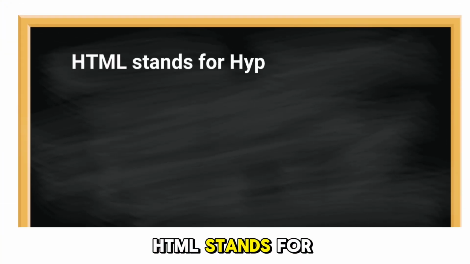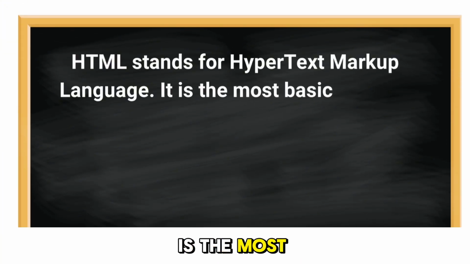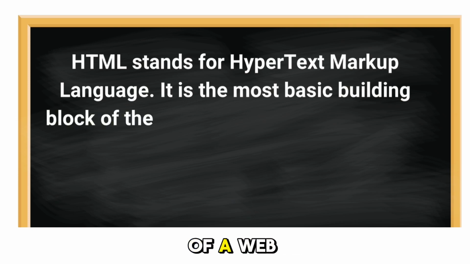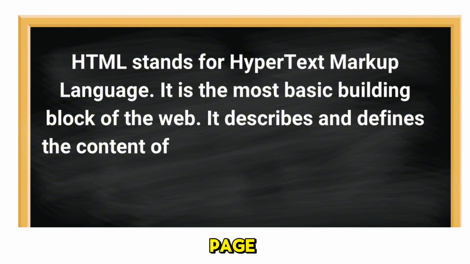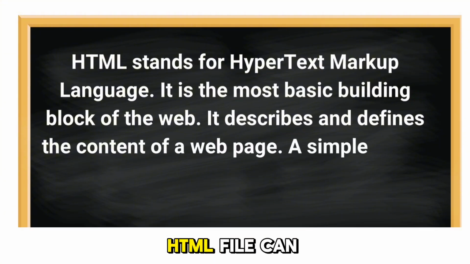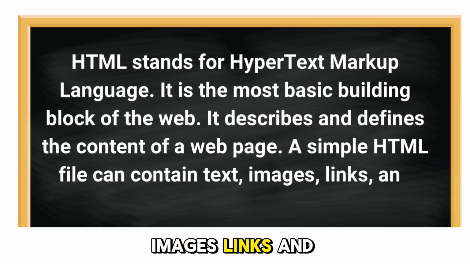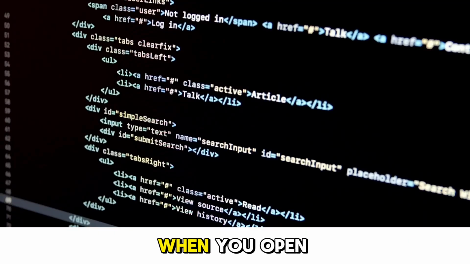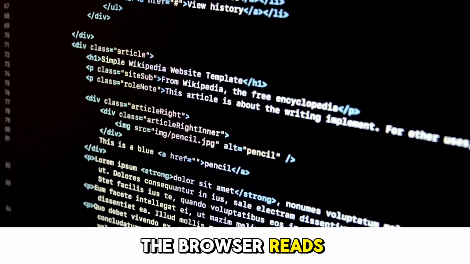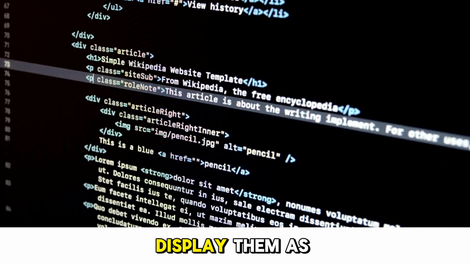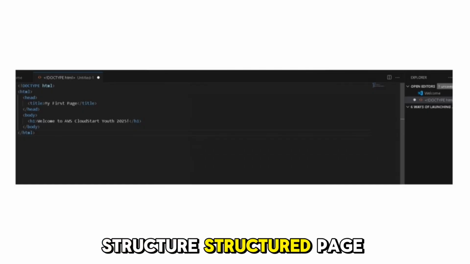HTML stands for Hypertext Markup Language. It's the most basic building block of the web. It describes and defines the content of a web page. A simple HTML file can contain text, images, links, and buttons. When you open an HTML file in a browser, the browser reads the tags and displays them as a nicely structured page.